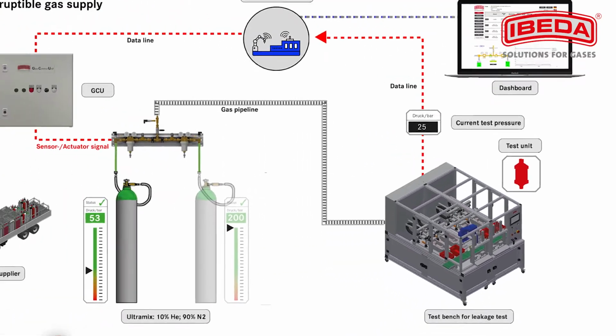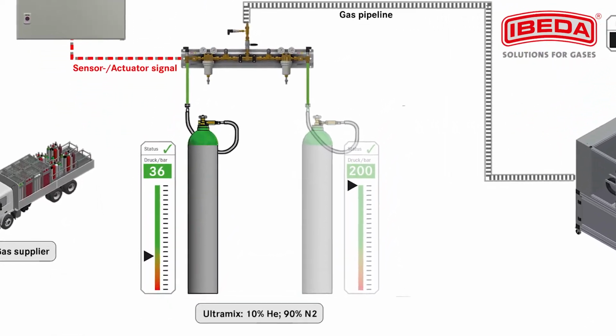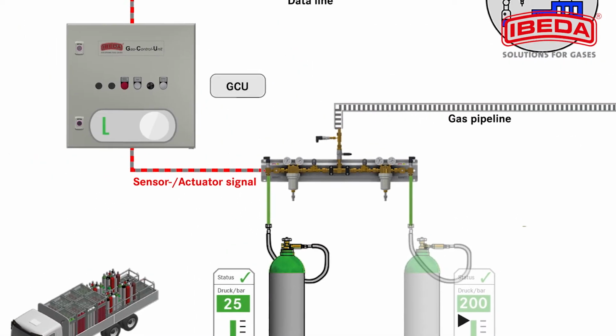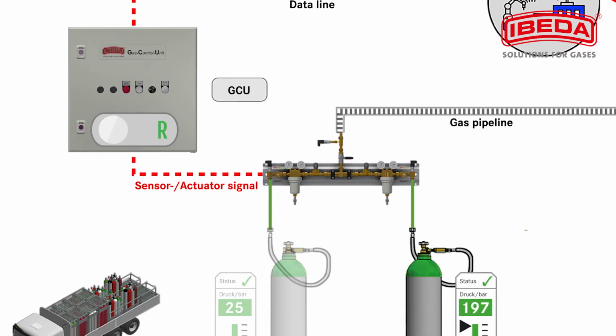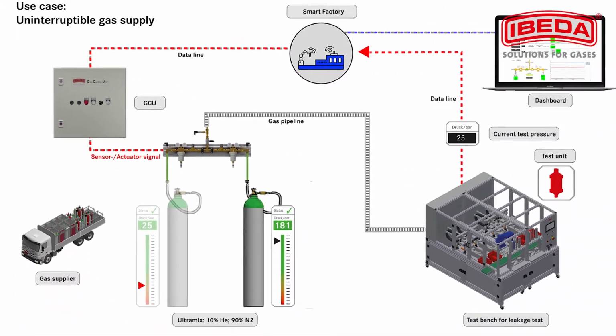For the test process, the gas is always supplied from the gas cylinder with the lower pressure, until the pressure falls below the set changeover pressure, in this case 25 bar. The gas control unit, or GCU, switches the gas manifold system over to the fuller gas source now. And the test process with 25 bar can continue without interruption.